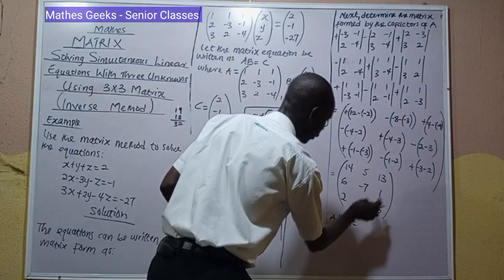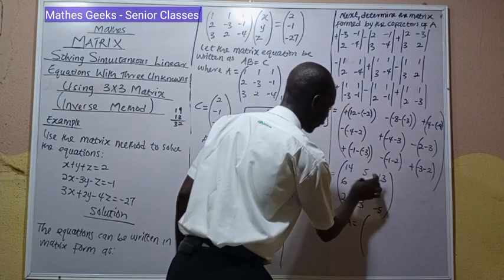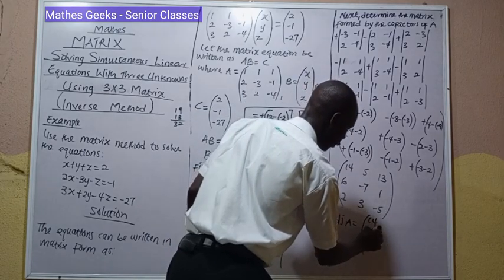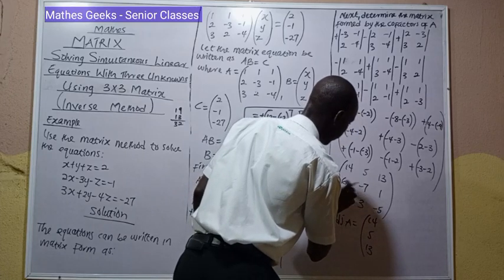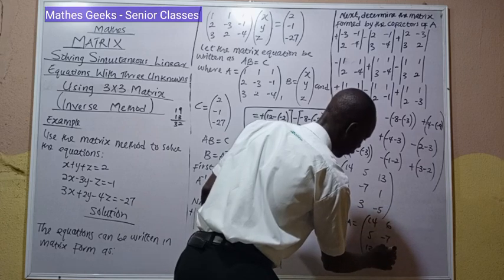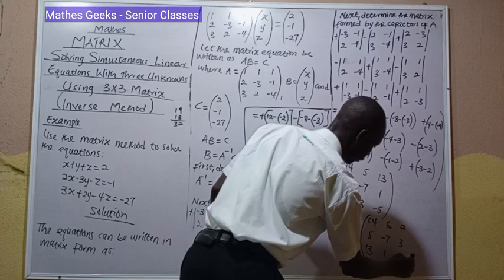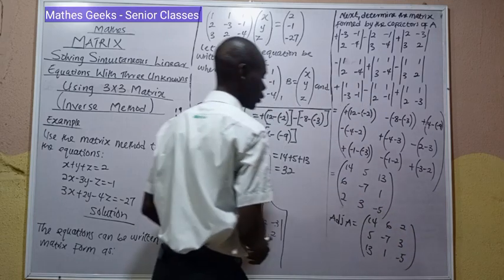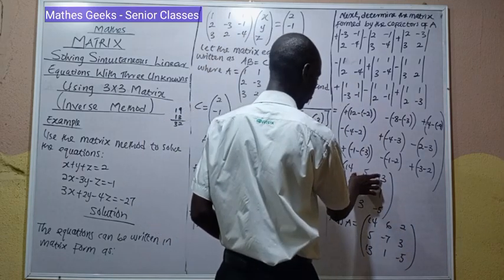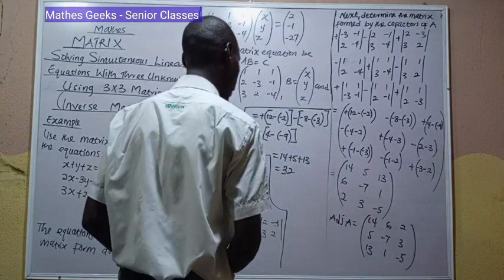So the adjoint of matrix A transpose, this matrix, equals 14, 5, 13, 6, minus 7, 1, 2, 3, minus 5. I just made the rows the columns as the adjoint.